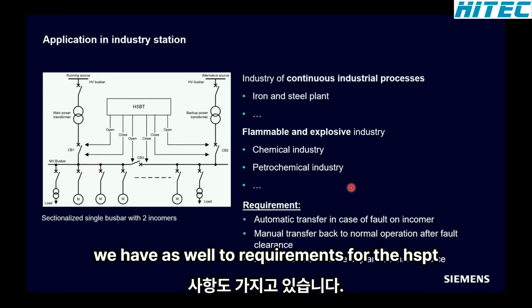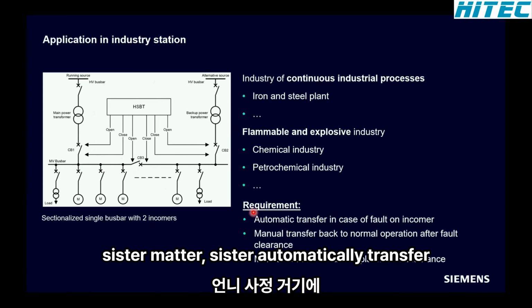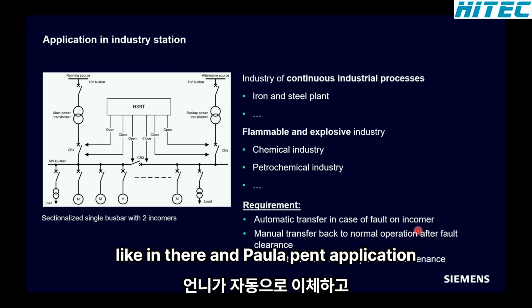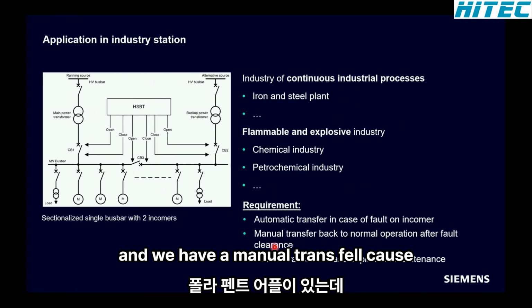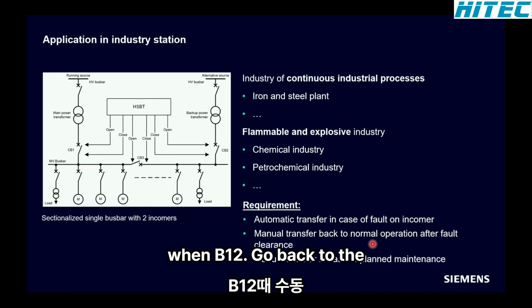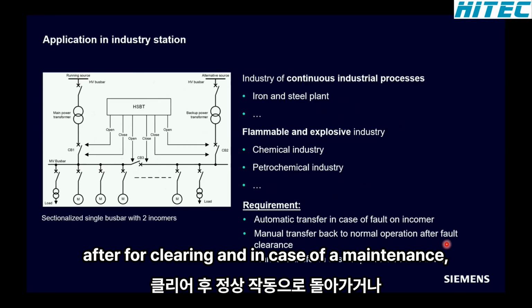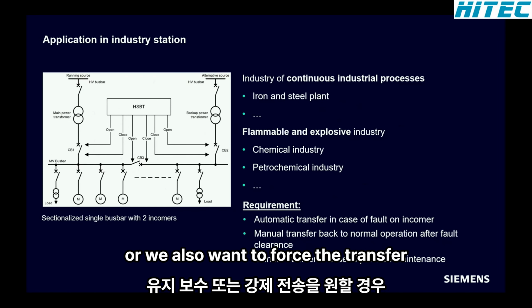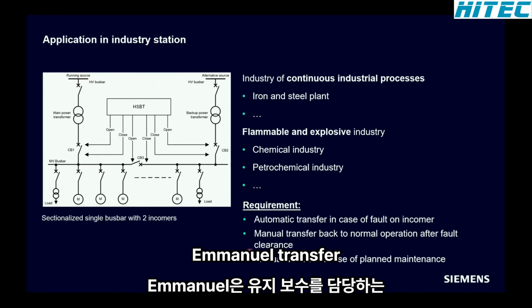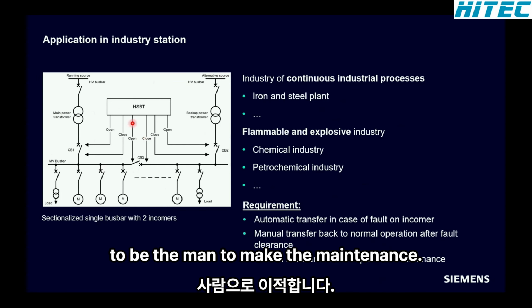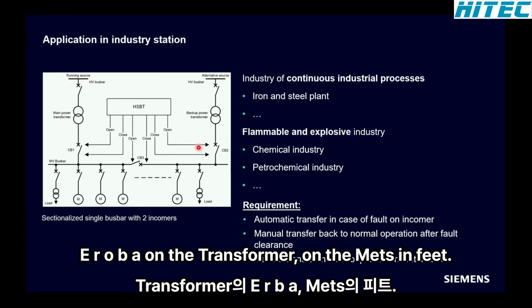And therefore, we also have some requirements for the HSBT system, and this is the automatic transfer like in the power plant application, and we have a manual transfer, of course, when we want to go back to the normal operation after fault clearance. And in case of maintenance, we also want to force a manual transfer to do the maintenance here, for example, on the transformer or on the main in-feed.